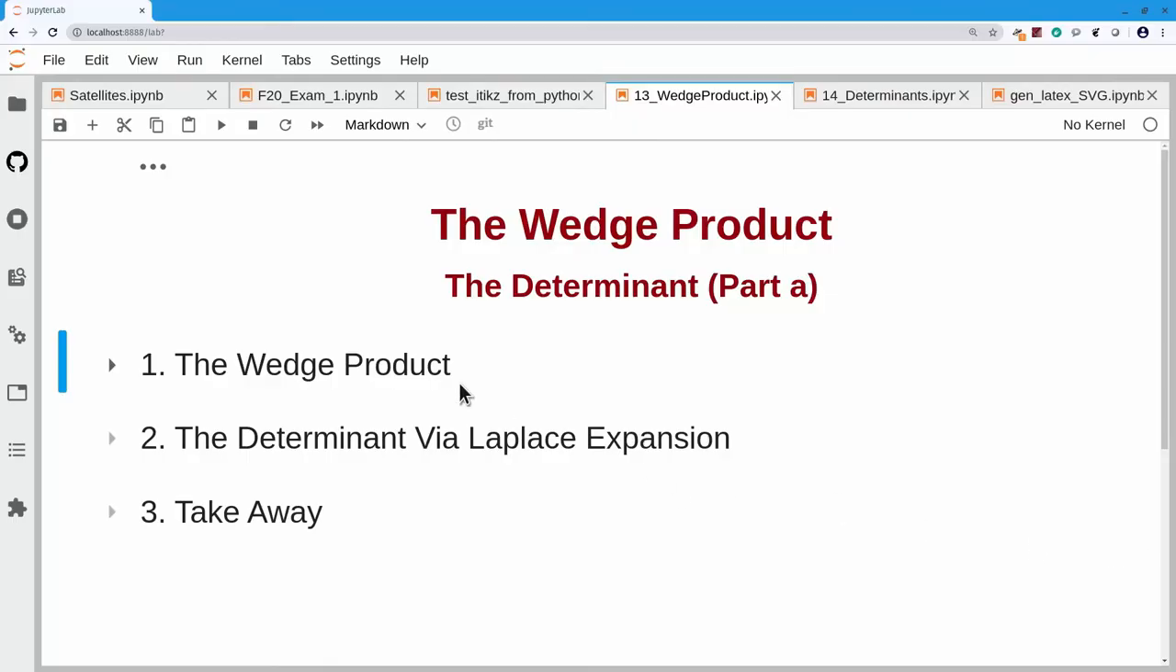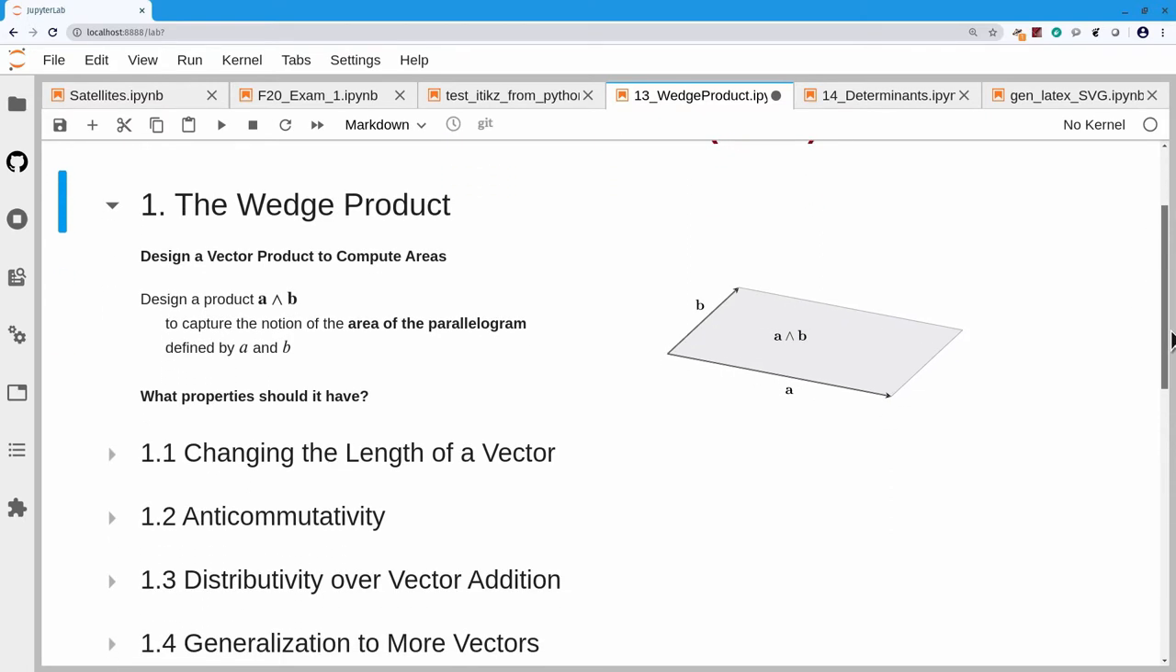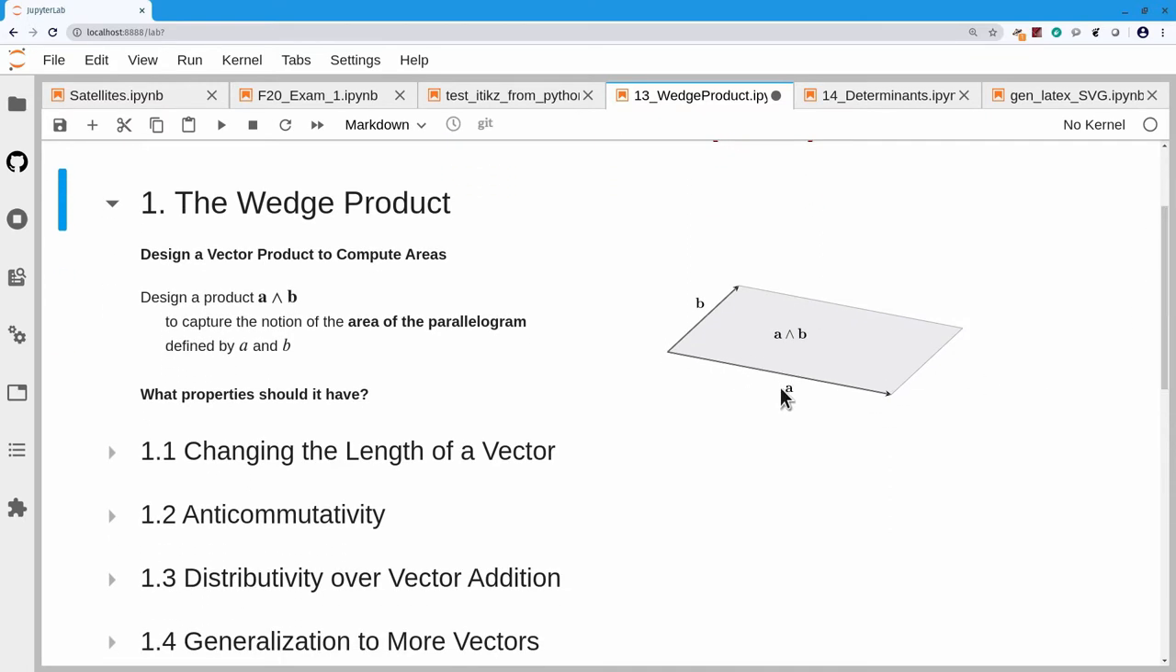Today, we will start our discussion of what is known as the determinant of a square matrix, but we'll do it differently than the standard textbooks. Introduce a new product of vectors, which we'll call the wedge product. What we want that product to be is, given two vectors, A and B, we'd like this product to somehow or other compute the area of the parallelogram associated with A and B. We'll call that A wedge B.